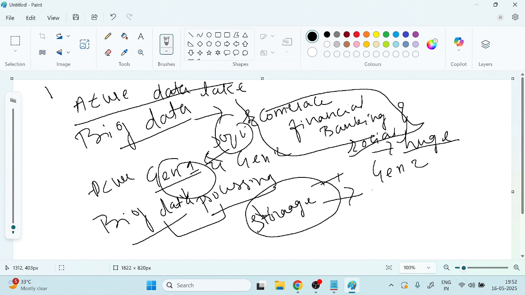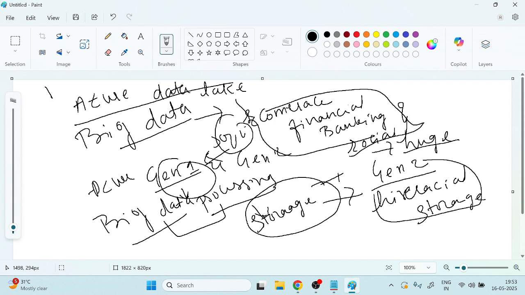Gen2. So Gen2 will accept hierarchical storage. Hierarchical storage is accepted in Gen2. It will accept big data as well as hierarchical storage. So the difference between Gen1 and Gen2 is that we don't have hierarchical storage in Gen1, and hierarchical storage is there in Gen2. These are the only differences here. Is this clear, everyone?